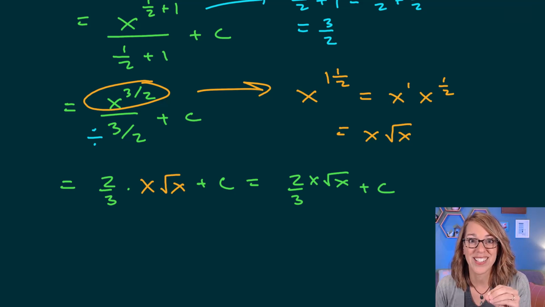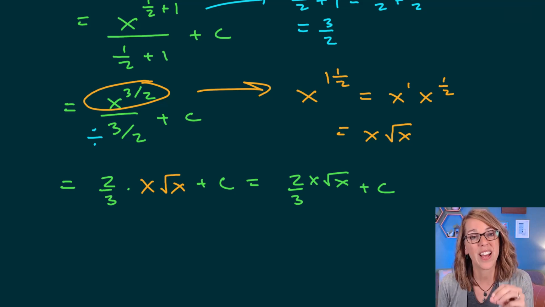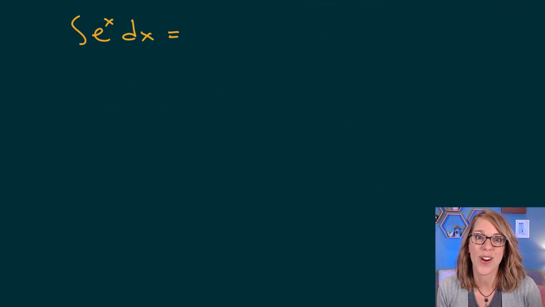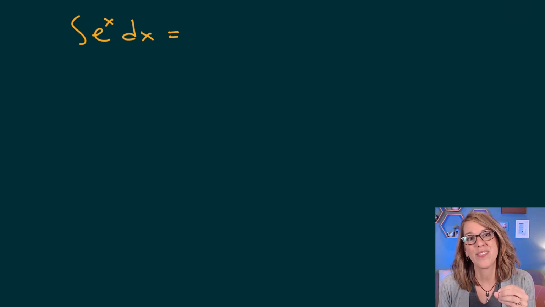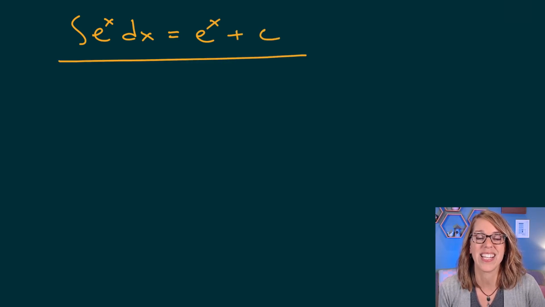Okay, so we've done constants, we've done polynomials, we've done some negative exponents, we've done some radicals. Let's go ahead and move into exponentials and logarithms. I promise these are going to be easy. I'm going to start off with my very favorite integral. It's also my favorite derivative because it's so darn easy. The integral of e to the x, I just get e to the x back. And then of course, plus a c.